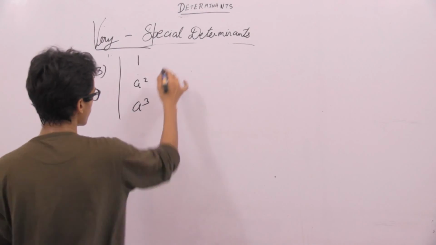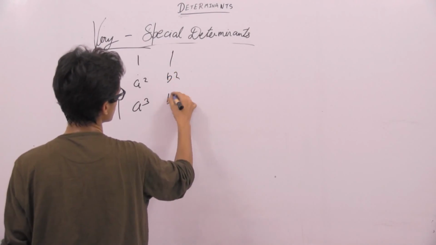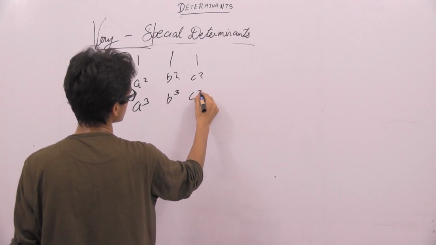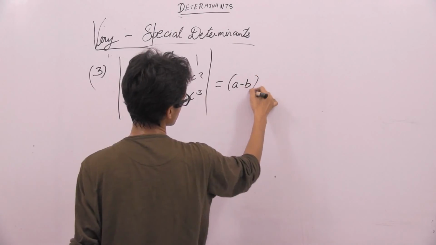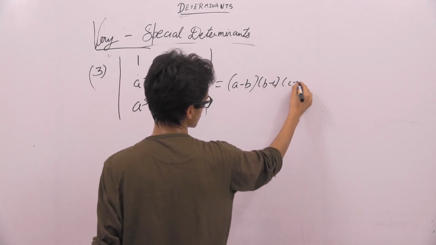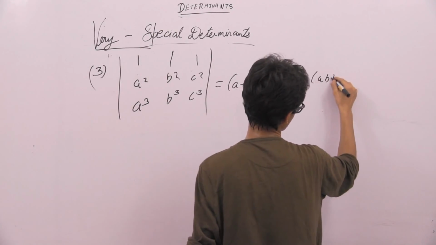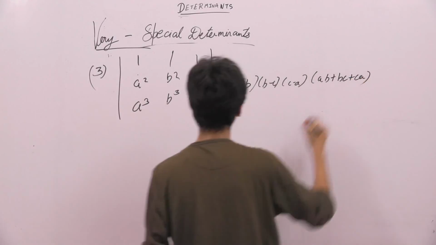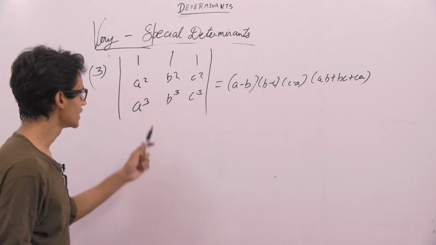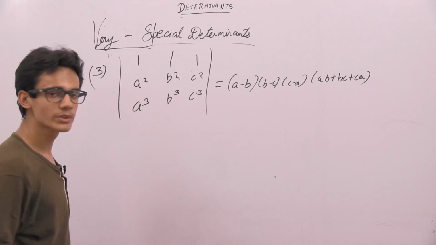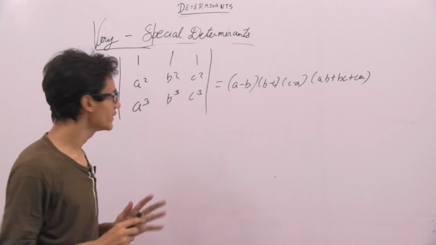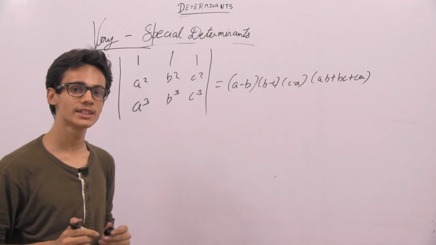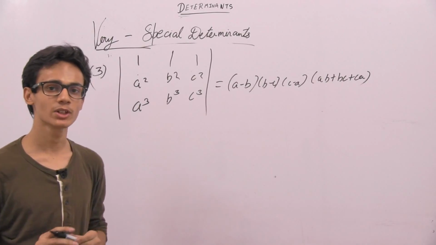we can directly apply this formula to get the value of this determinant. So we talked about 3 very special determinants. Whenever we see these 3 determinants, we directly apply the formulas which we talked about.